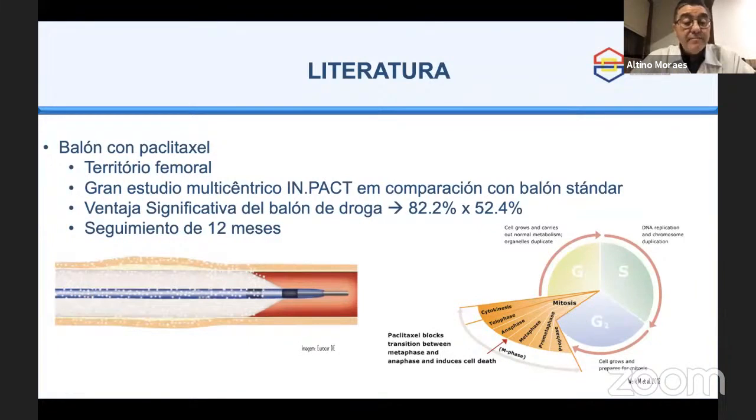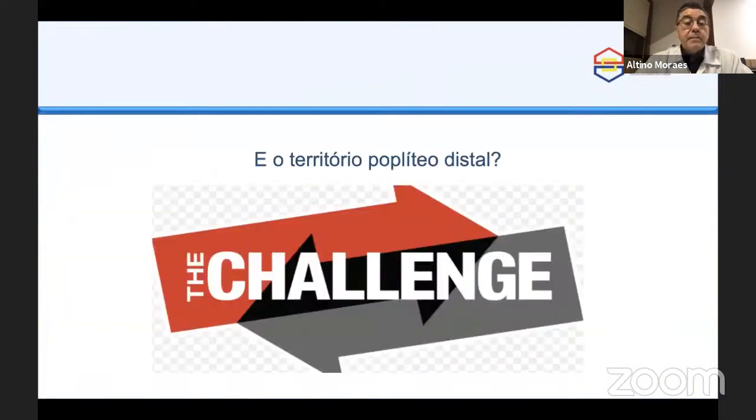Balão com paclitaxel em território femoral é uma pesquisa muito avançada e temos resultados muito bons com este balão. Grande estudo multicêntrico Impact, por exemplo, em comparação com balão standard. Vantagem significativa do balão de droga, 82%, contra 52% de perviedade primária. Isso é uma vantagem importante para o balão de droga, num segmento de 12 meses. E no território poplíteo distal, continua sendo um desafio para todos os médicos, para todos os cirurgiões vasculares e os radiologistas. Por quê? Porque os stents se comportam muito mal com a passagem da articulação do joelho.